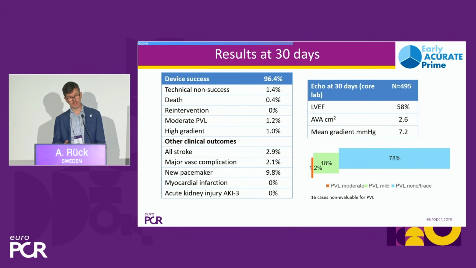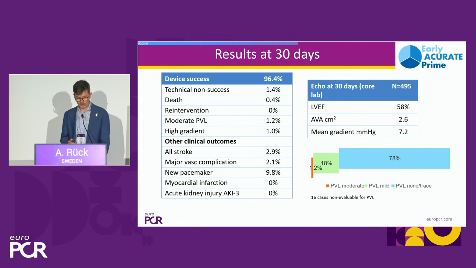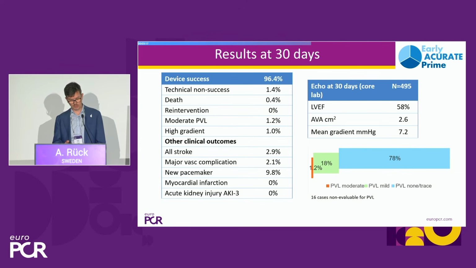And now the 30-day data. Device success, as VARC3 defines it, 96.4%. You already saw the 1.4% technical non-success. To that we add the mortality, 0.4% at 30 days, no reinterventions. And then the echocardiographic criteria with moderate PVL in 1.2%, and a high gradient being either 3 meters per second or a mean gradient of 21.